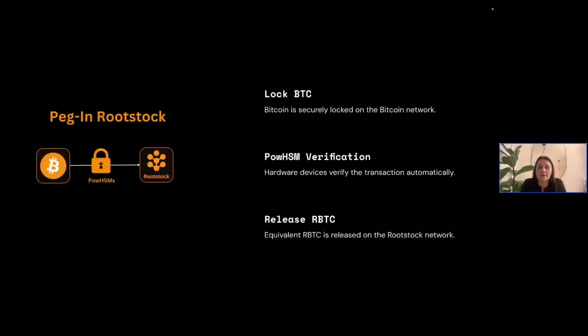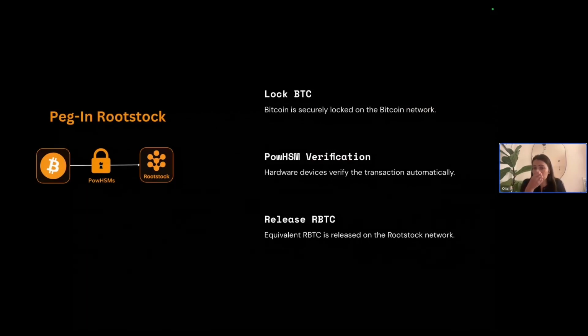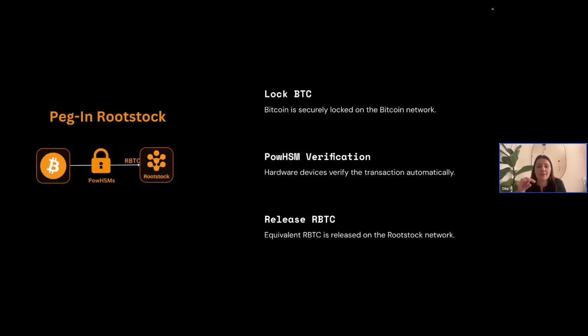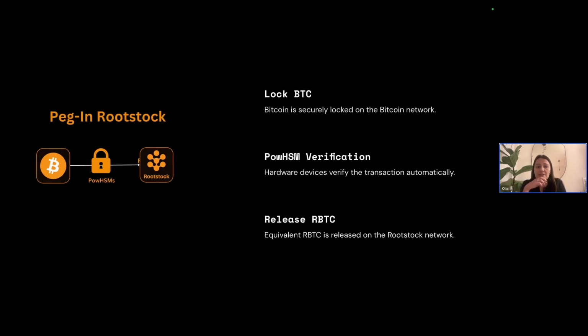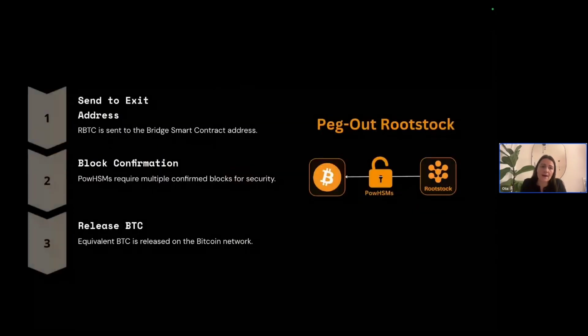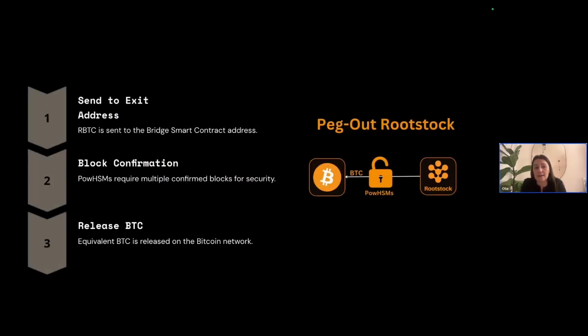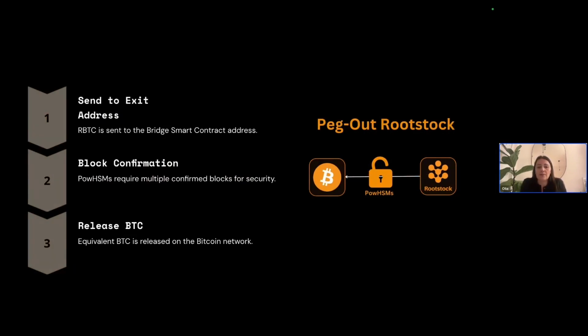This is the PowPeg bridge. So to peg in, Bitcoin is securely locked on the Bitcoin network. Then PowHSM verification happens with PowHSM devices, which are hardware devices that verify transactions. Then the equivalent amount of RBTC is released on the Rootstock network. That's how it works. And then on the way back, the RBTC is sent to an exit address, the bridge smart contract address. Again, it goes through PowHSM, which is a federation bridge, and then the equivalent is released on the Bitcoin network.